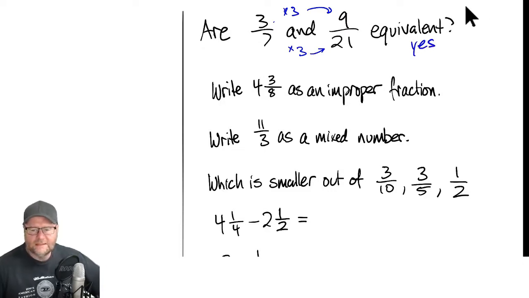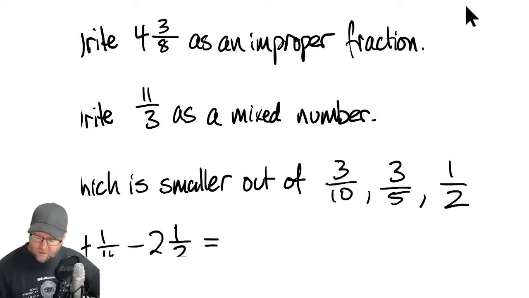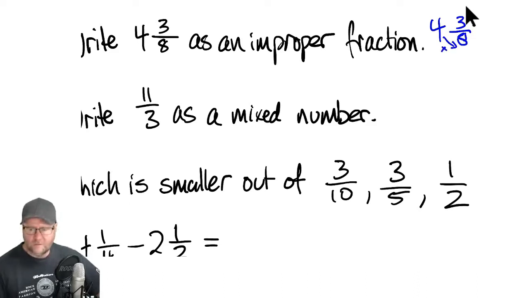Right, 4 3/8 as an improper fraction. That's a fraction that has a higher number in the numerator on top than the denominator. Once again, I can do this without a calculator, but I'm going to check it with the calculator. So when we did these, hopefully you remember, we took 4 3/8. We multiplied here first. We did the 4.